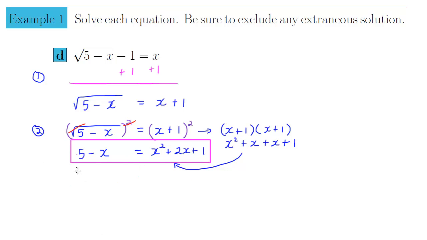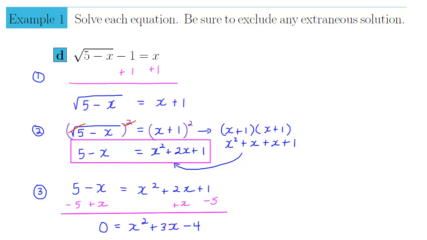Now back to our equation. This is a quadratic equation because it has an x squared. To solve quadratic equations, you get one side to 0. So let me write out our third step, which is to solve this resulting equation. To solve this quadratic equation, we want to get one side to 0. So that means I have to move over my 5 and my x. So I end up with 0 equals x squared plus 3x minus 4.